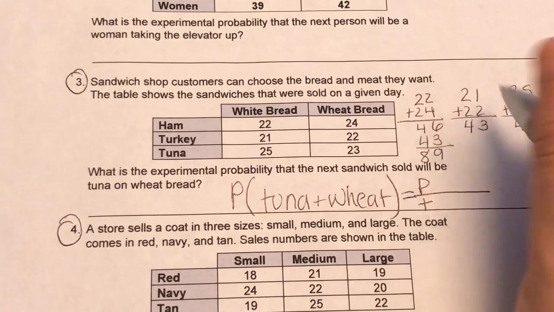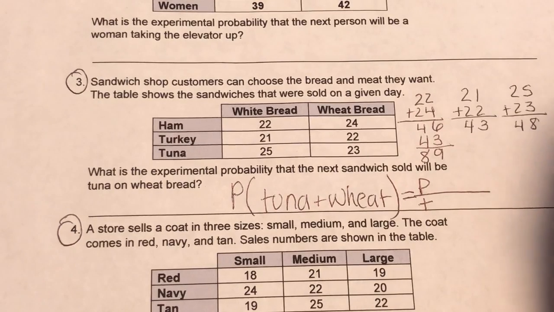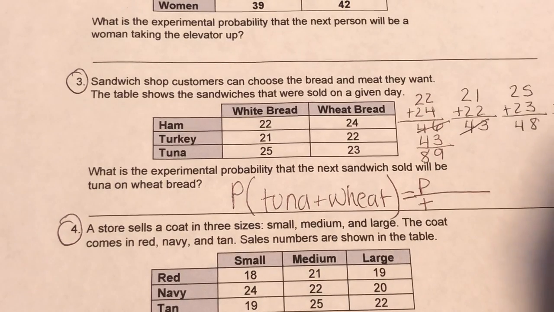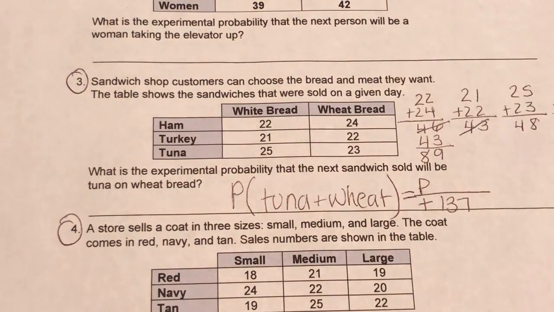Plus 4 is 8. Let's make sure I've added everything correctly. So good. So then I have 89 plus 48. I'm just adding all these totals together. So 137 is my total amount of people that chose customers.